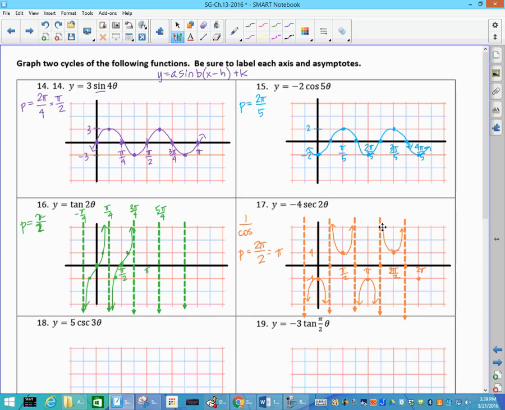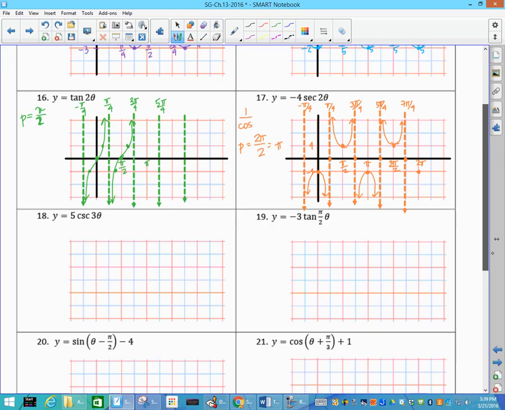All right, so we're here. So you have to label the asymptotes. This is pi over 2. Half that distance is pi over 4. Negative pi over 4. 1 pi over 4. 2 pi over 4. 3 pi over 4. 4 pi over 4. 5 pi over 4. 6 pi over 4. 7 pi over 4.